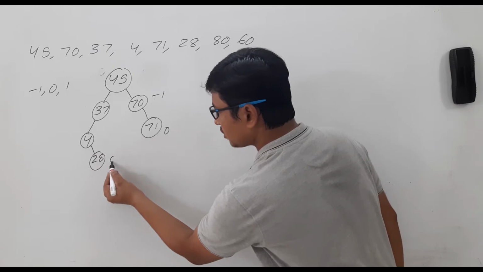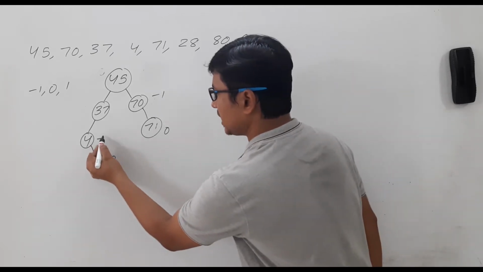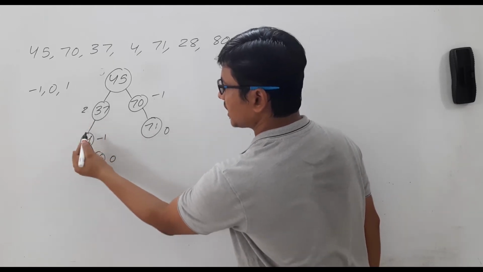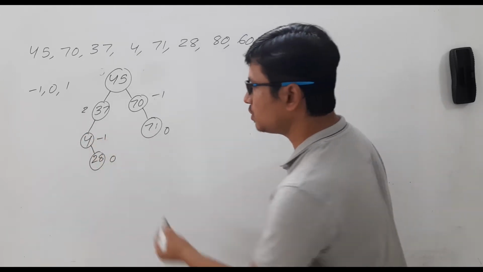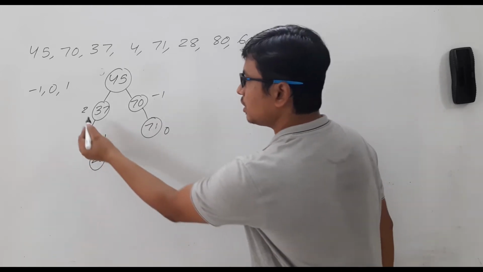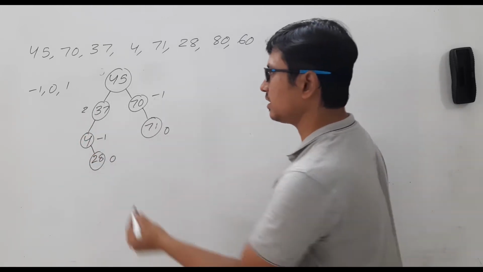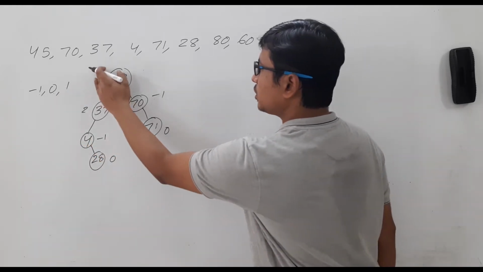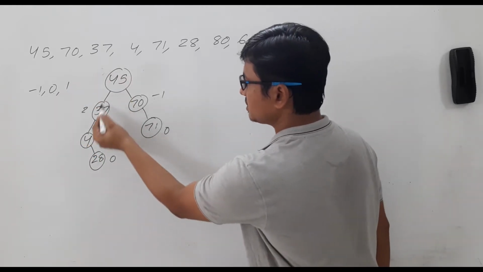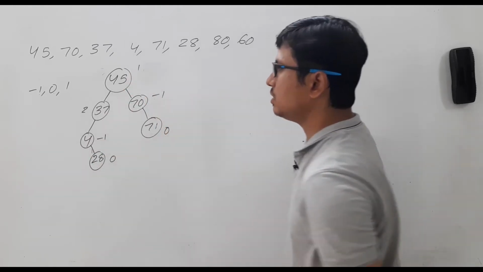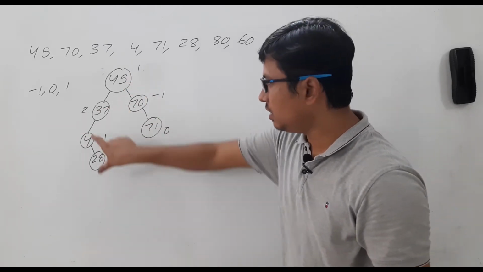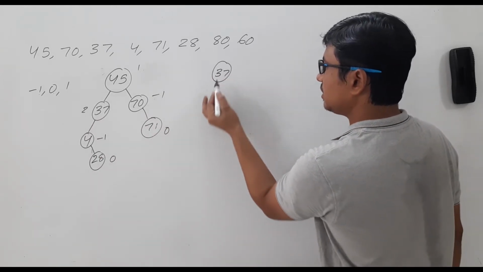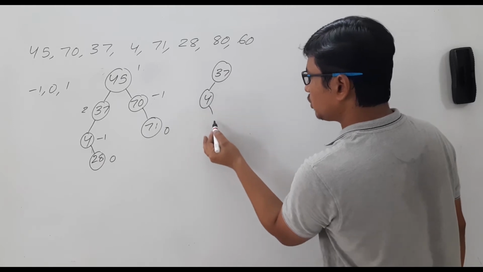The balancing factor of this one is 0, this one is -1 and this one is 2, because height of the left subtree is 2 and height of the right subtree is 0. Now this is not in the AVL tree range, because it should be -1, 0 or 1. Now if you compute the balancing factor of this one, it is 3 minus 2 is 1. So this one is not an AVL tree. Now you take that part 37, 4 and 28.